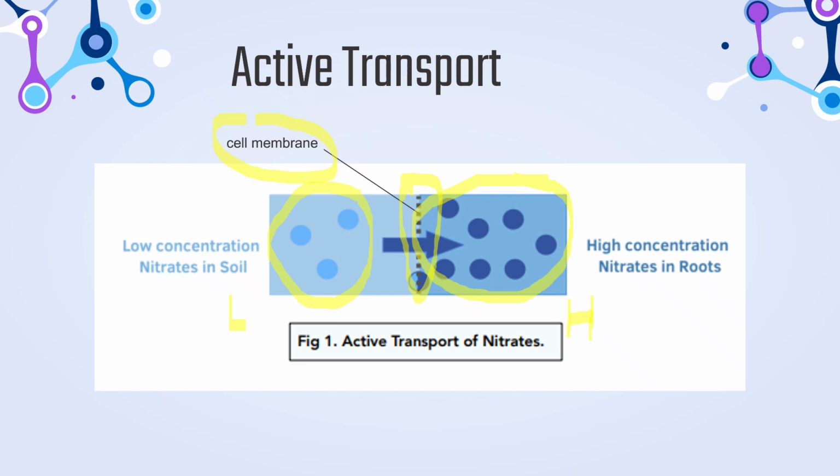Now by using energy, I can move the molecules from low to high, which is depicted by the arrow over here. And because of this movement from low to high, we call this active transport. So it's not diffusion. It is, how do I say, the opposite of diffusion.